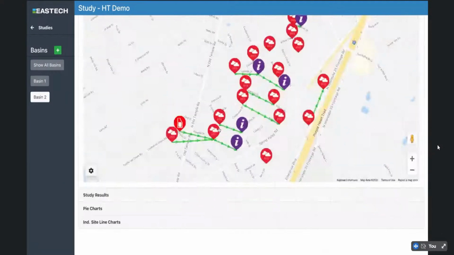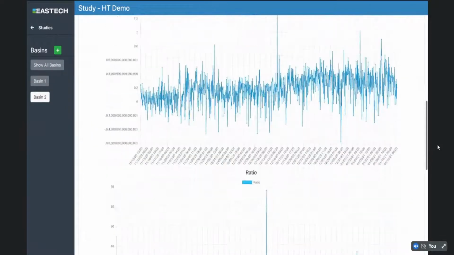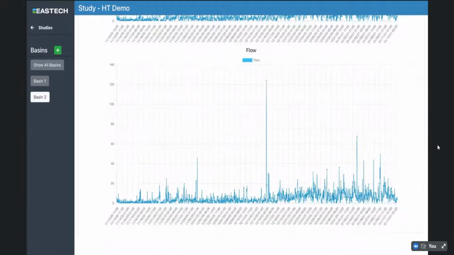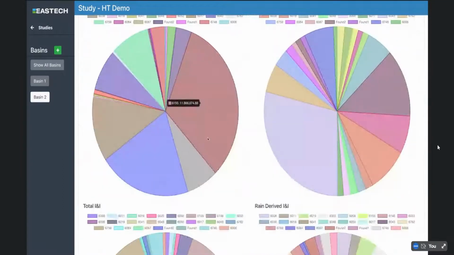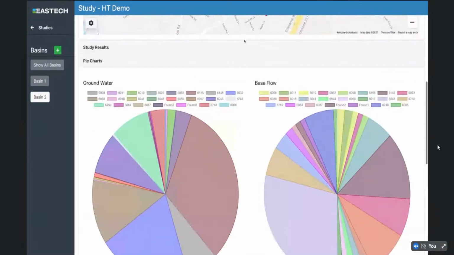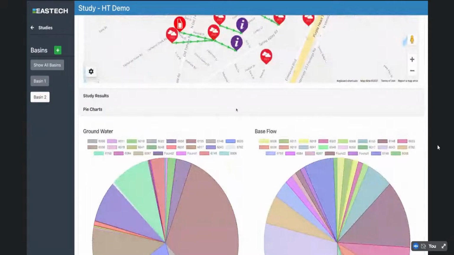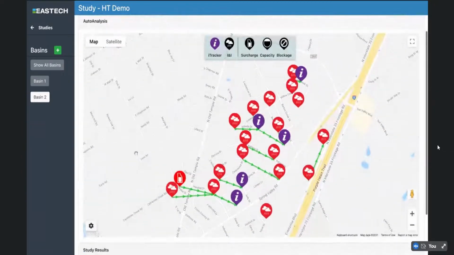We have a number of visualizations that can really tell you, from individual site line charts to pie charts that will go through and tell you what's the biggest contributor within that basin that's causing an issue. We can go through each one of these and really drill down on the individual sites. But for this demonstration, what we're really focused on is the overall performance of Eastech Cloud and auto analysis and auto reporting within that context.